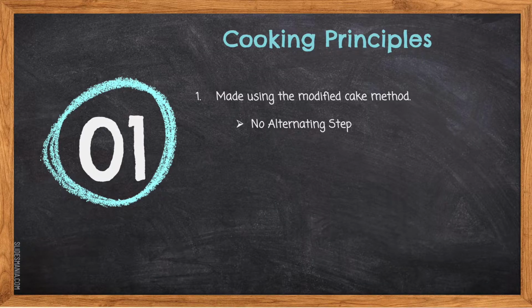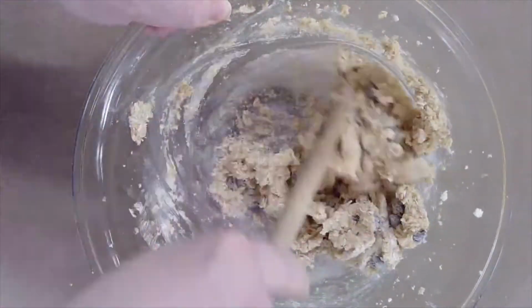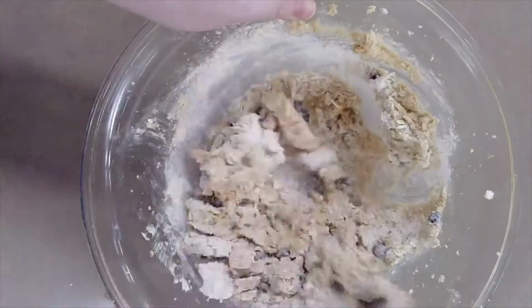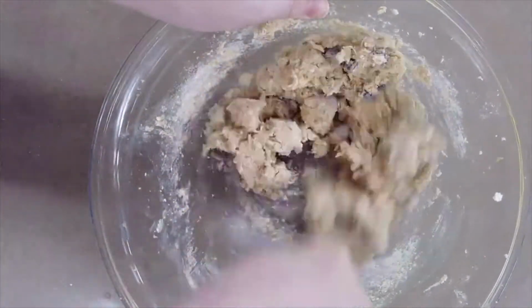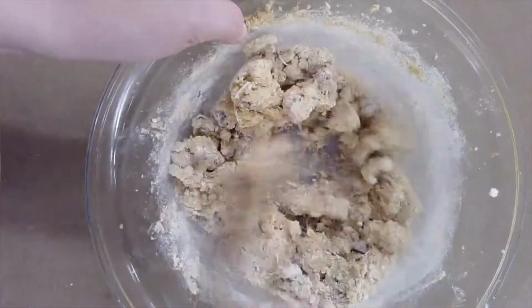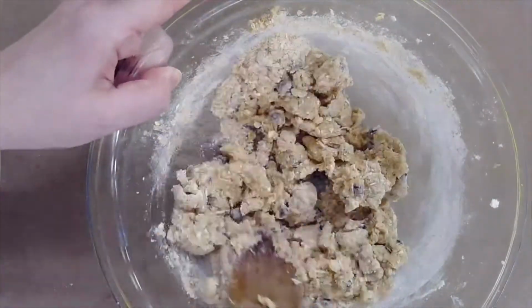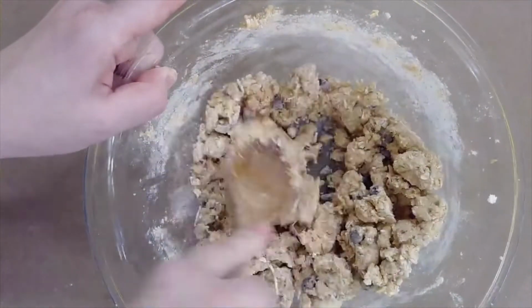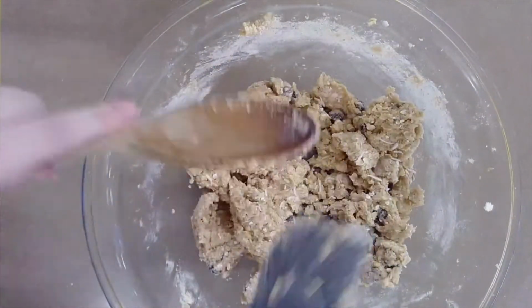But this cookie is made with the modified cake method with no alternating step. We alternate the flour usually in a cake, but with cookies, they're usually a soft or stiff dough, so instead we just add the flour 1/3 at a time. Cake batter is usually a liquidy batter or a pour batter, and therefore has a higher liquid ratio. When you add it 1/3 at a time, you control how much you mix, and that way you don't overactivate the gluten, causing a tough and chewy cookie.